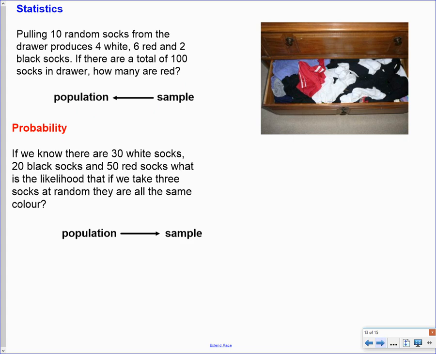Probability, on the other hand, might ask a question like this. If we know that there are 30 white socks, 20 black socks, and 50 red socks, what is the likelihood that if we take 3 socks at random, they're all the same color? In this case, we're given information about the population. We're told the number of white socks, the number of red socks, and the number of black socks, and we're trying to figure out what we would likely get if we took a sample from this data.